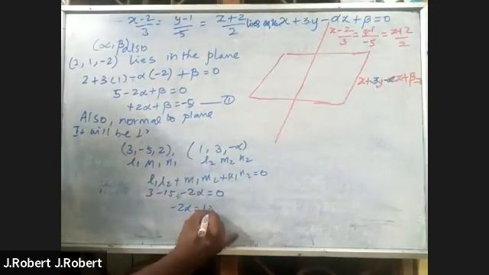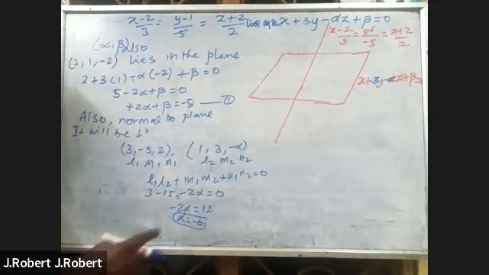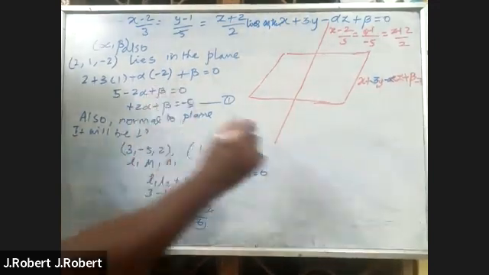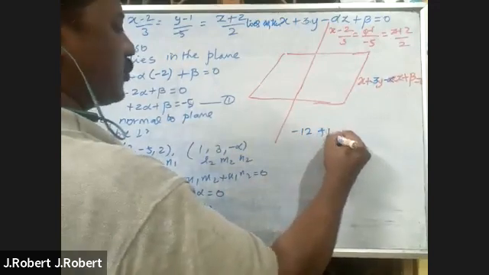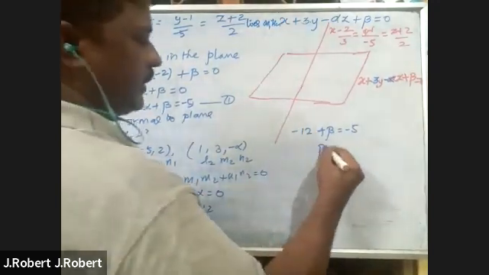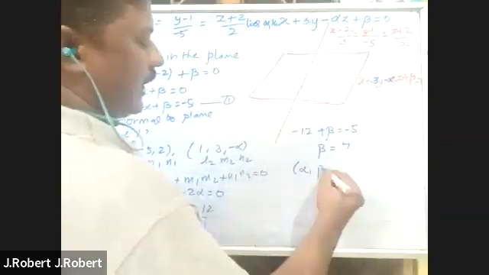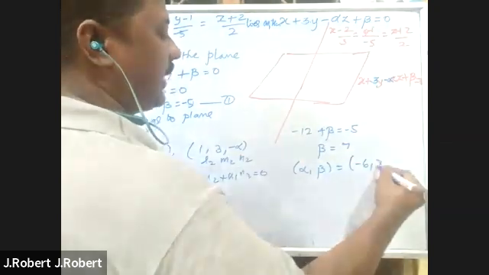அப்போ ஒடியா போனா plus 12. Your alpha is equals to minus 6. Alpha உடைய வேல்யூ minus 6 கண்டுபிடிச்சாச்சு. இதுல எடுத்து போடுங்க. Alpha is equals to minus 6, minus 12 plus beta equals to minus 5. Therefore, your beta is equals to minus 5 plus 12, which is equals to 7. Therefore, alpha comma beta is equals to minus 6, 7.